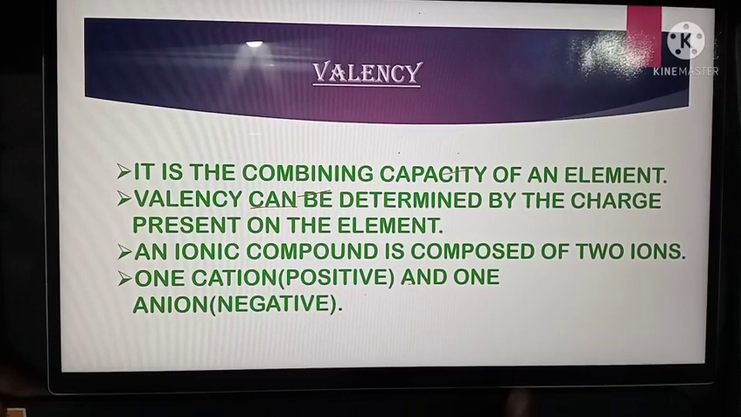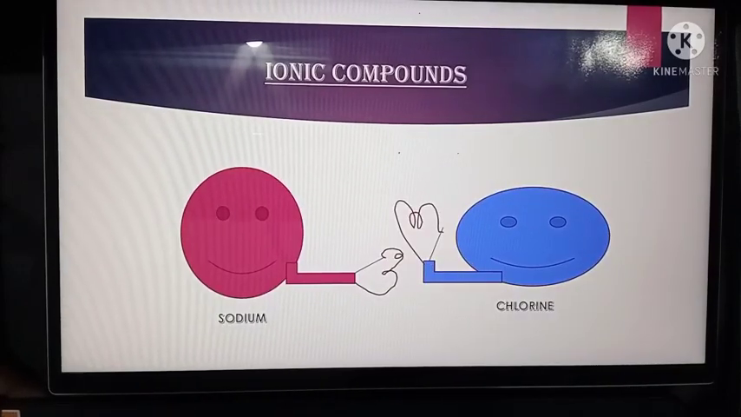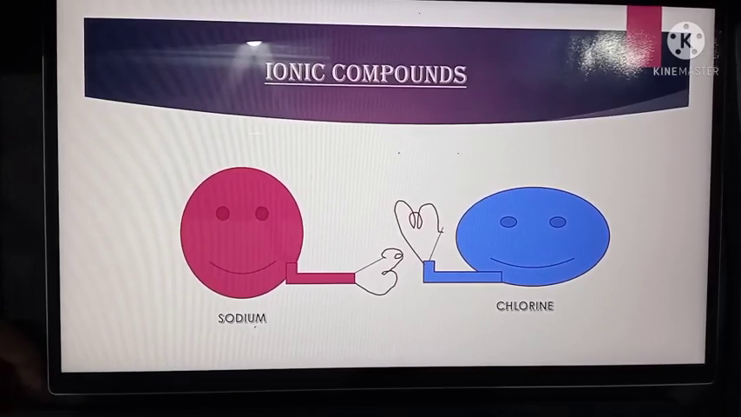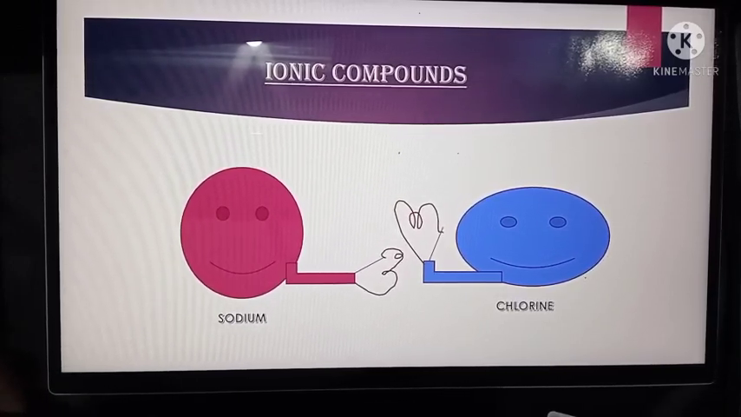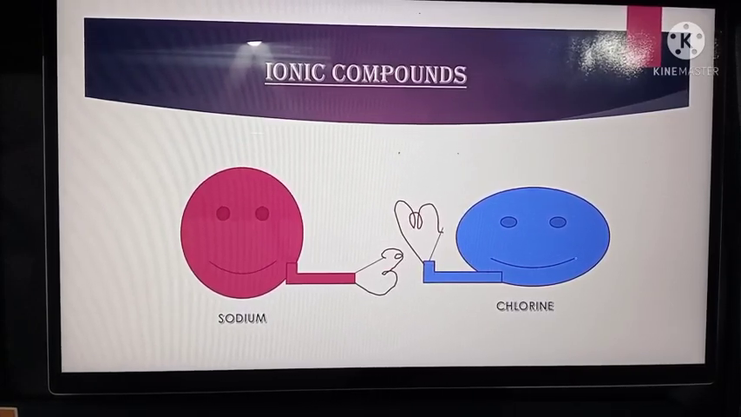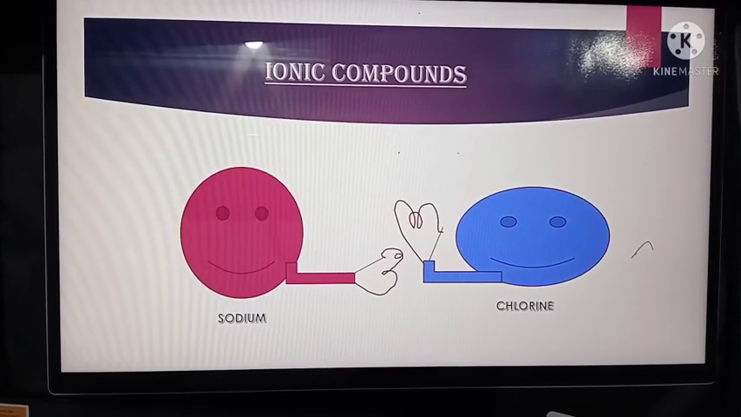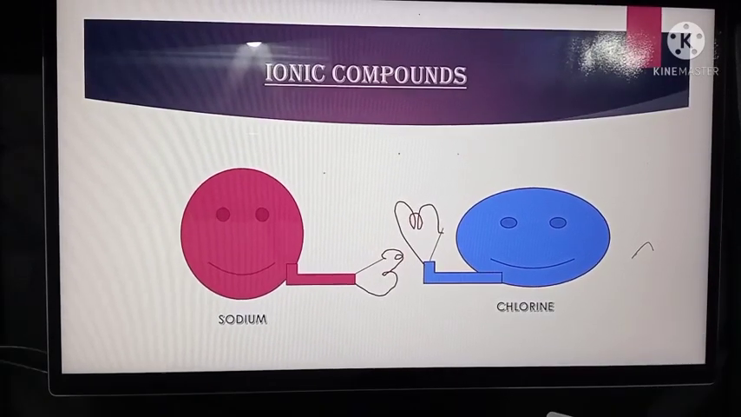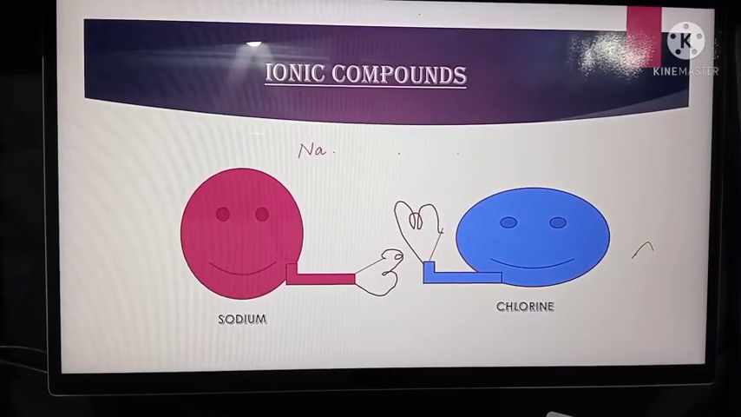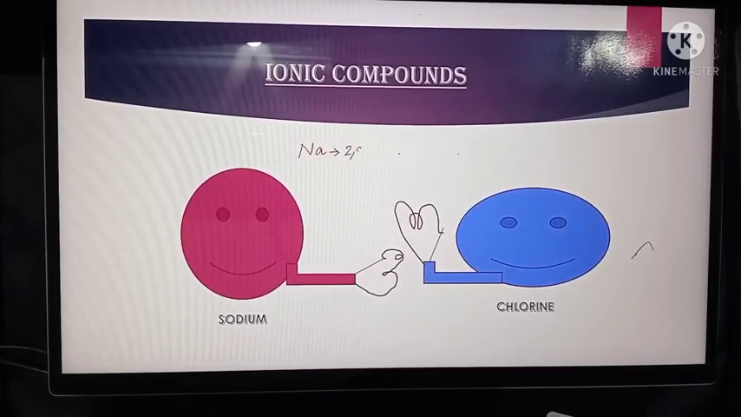And let us look at a certain number of ionic compounds. So here we are studying the formula of ionic compounds with the help of this picture. Here you can see there are two pictures shown. First one is sodium. Just imagine that it is a sodium atom which is red in color. Let me write the electronic configuration. Sodium can be represented by Na, and Na has the electronic configuration: the first shell 2, second shell 8, and the last shell 1 electron.